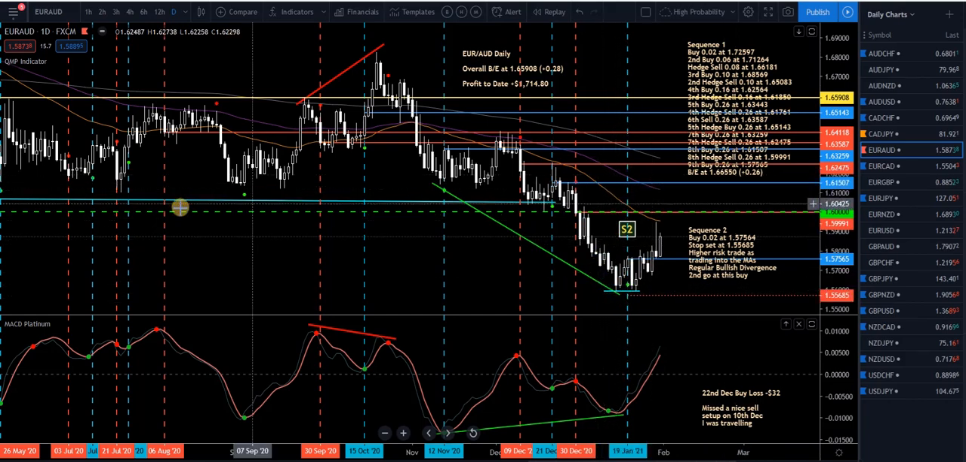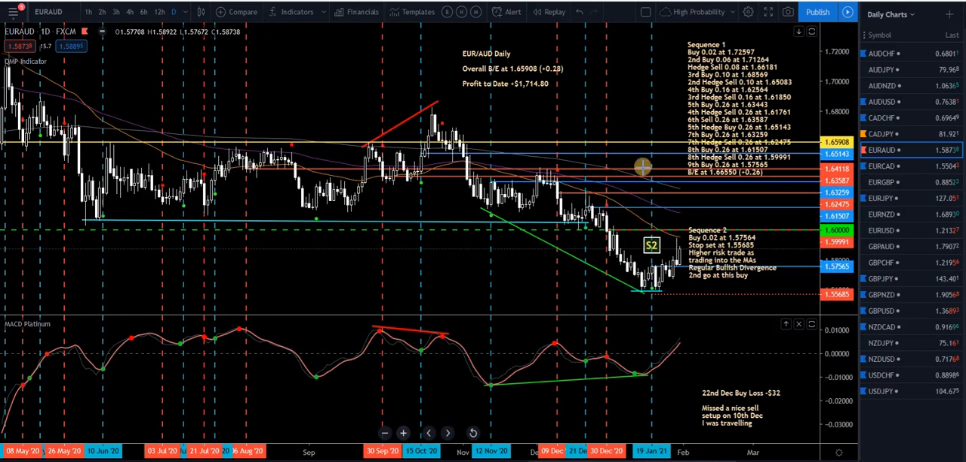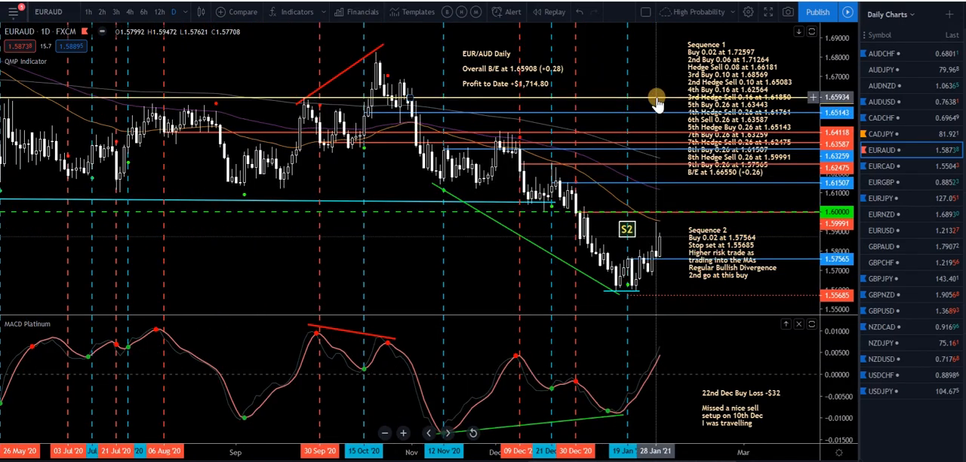Now, all right, again, like the Aussie USD, I've got old sequence 1 trades back here. It's a pair I'm making plenty of profit on, 1,700, so it's not bad. My overall break-even is this yellow line up here. Looks like a long way away, it is, but I've got a bit of profit to play with. We're heading up. Our last trade was a sequence 2.